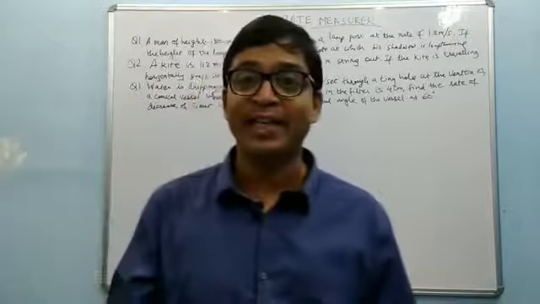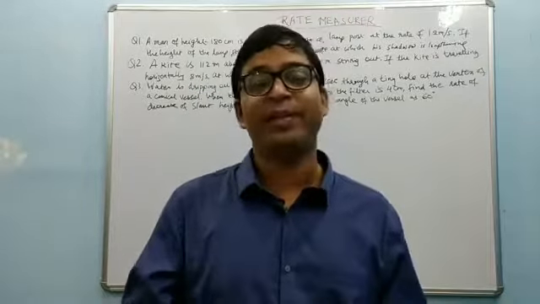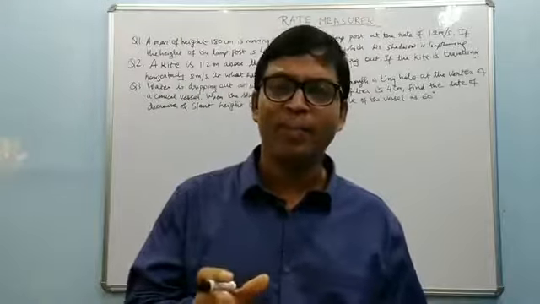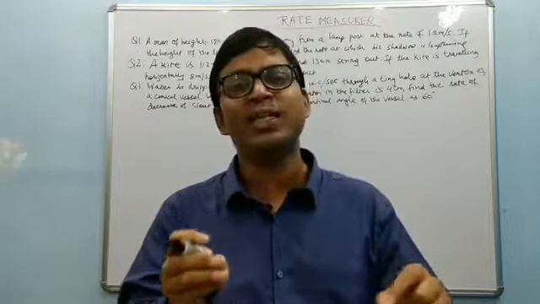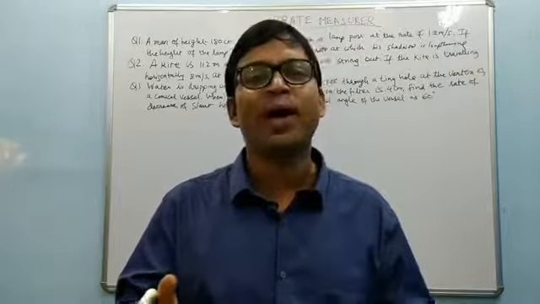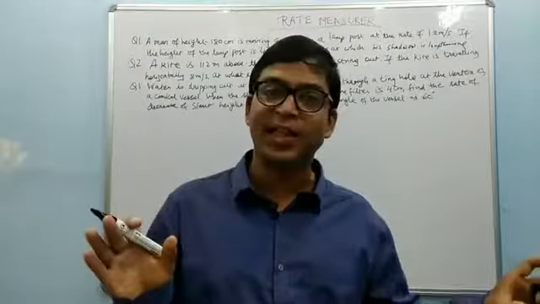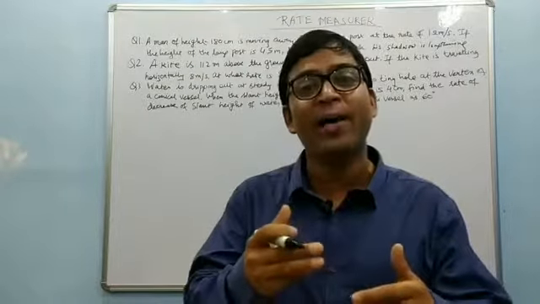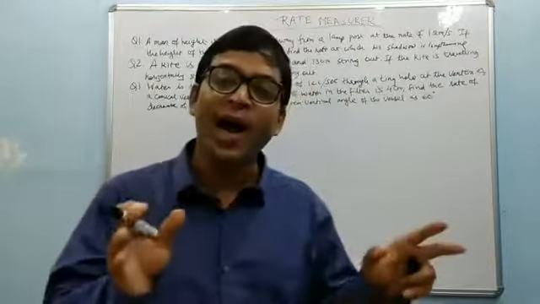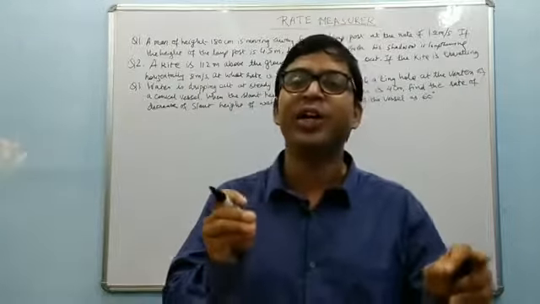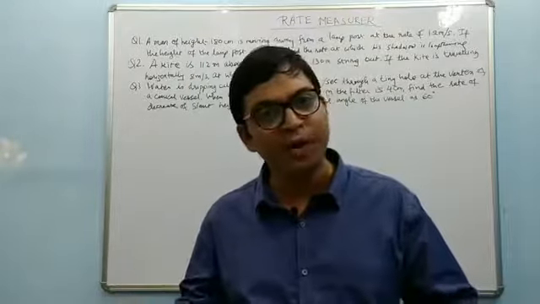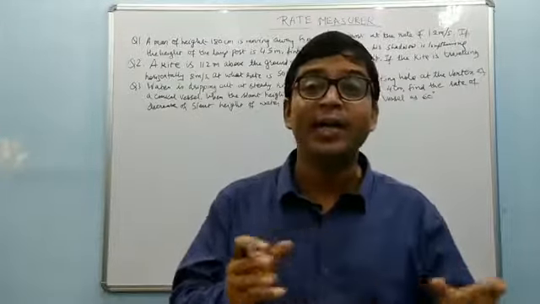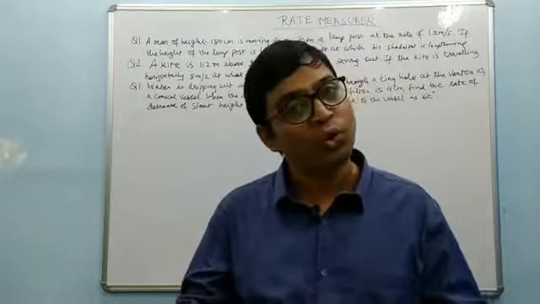Hello friends, now we will see rate measurer, how to deal with the problems of rate measurer. What is different from the earlier topics? We have to just differentiate with respect to t only. That is the thing. Rate measurer means with respect to time, at what rate it is changing. So we have to just write the equation in terms of the variables involved, differentiate with respect to t, and we will get whatever unknown with the help of the known things.